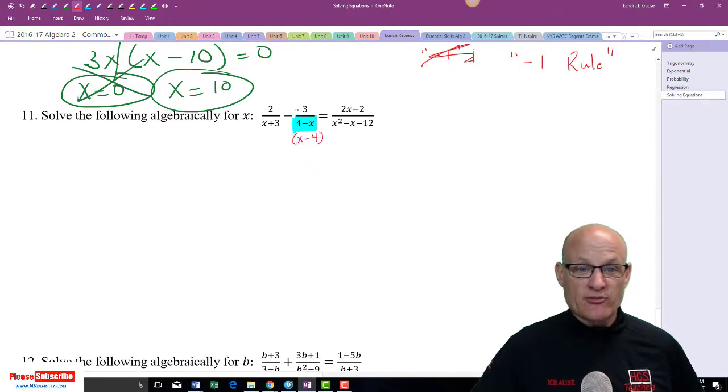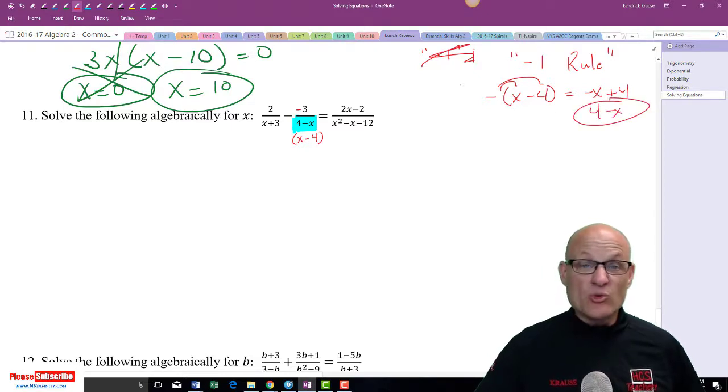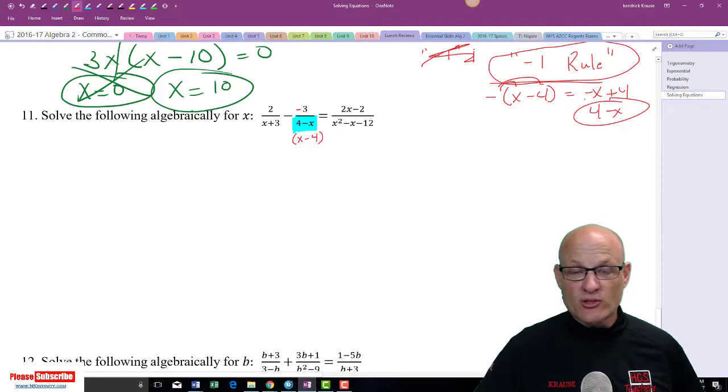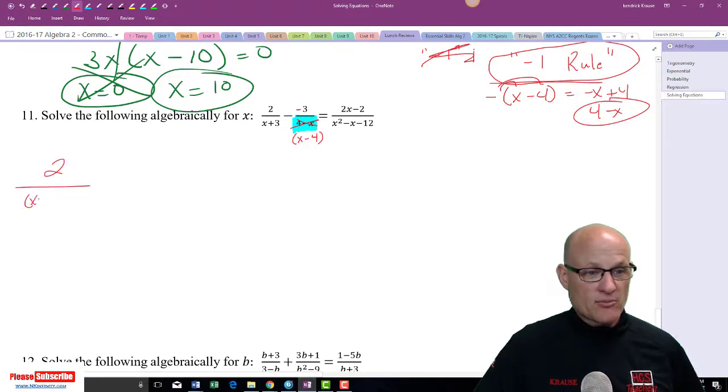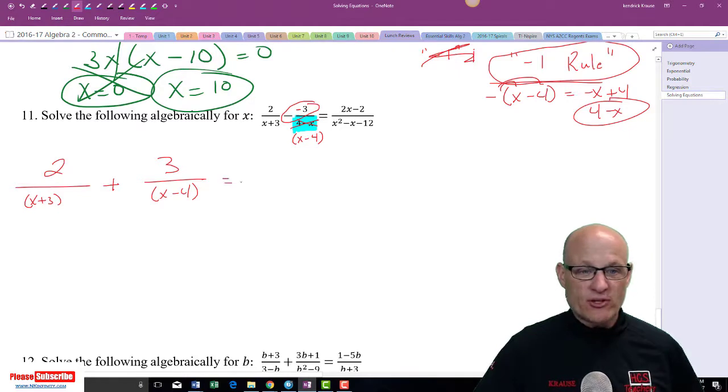But to do that, I got to introduce my own negative. Now, why is that? That's because negative x minus 4, if I distribute, gives me negative x plus 4. And isn't that what 4 minus x really is? By doing the negative 1 rule, and again, it's not an official rule, it's just something we call it, I can switch that thing around. Now we're going to write everything down. 2 over x plus 3 plus, because now we've got two negatives, 3 over x minus 4. Again, negatives are the bane of your existence. They're going to be so difficult to deal with.